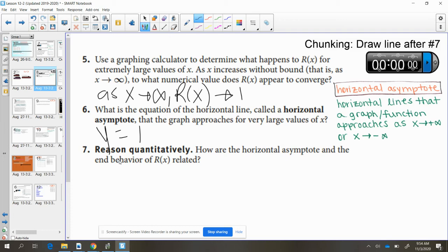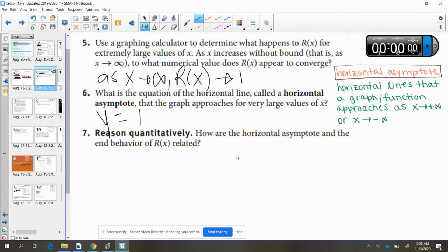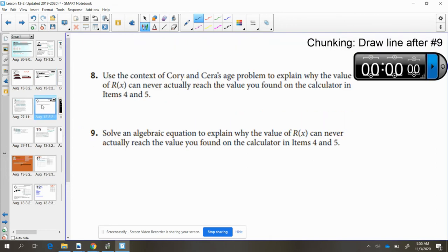And again, it's kind of joining together with the end behavior and the horizontal asymptote. There is a relationship between those two values on here. Now, if we look at the ratio of these ages, it looks again to be converging towards 1, but the thing here is it's never going to actually be 1 because they're never the same age.